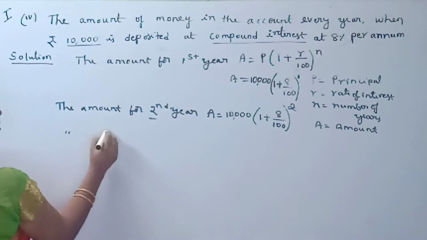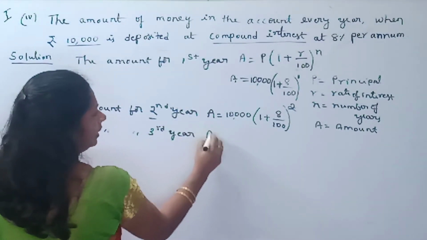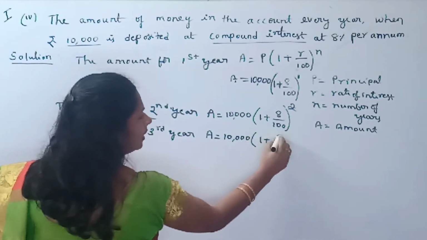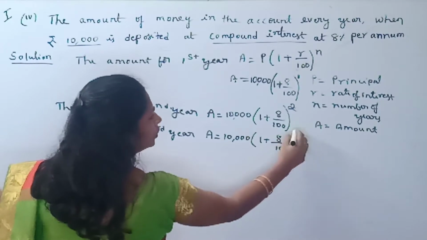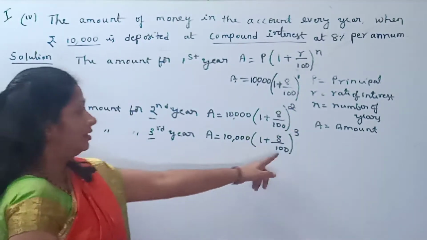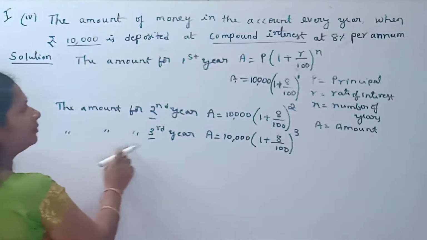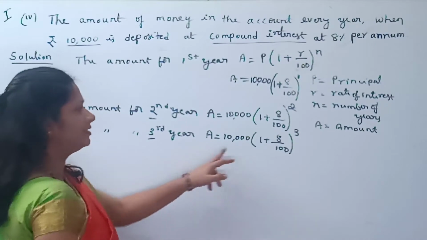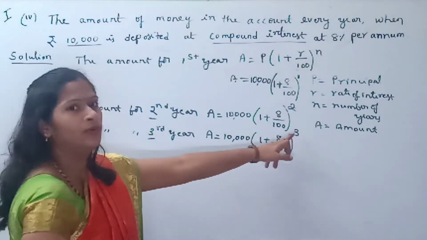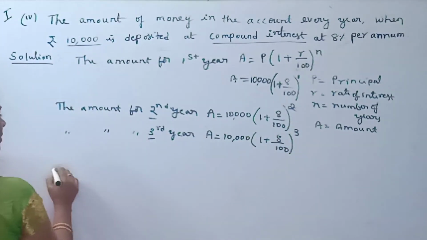Same, the amount for the third year. A equal to 10,000 into 1 plus 8 by 100 whole to the power, third year, so N value you have to substitute as 3. Is it clear? Similarly you can find the amount for the fourth year. That is A is equal to 10,000 into 1 plus 8 by 100 whole raised to the power 4. You can write down.